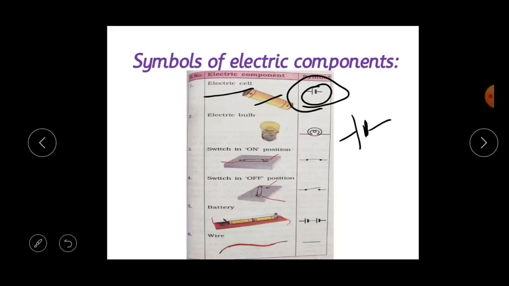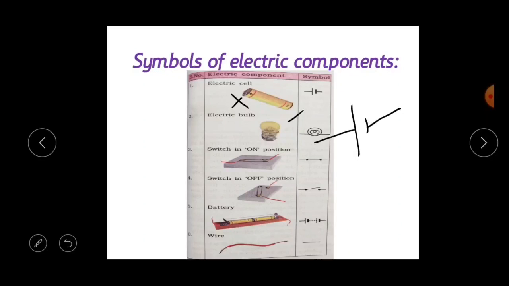So this cell has one positive terminal and one negative terminal. The symbol has two lines, one longer and one shorter. The longer line represents the positive terminal, whereas the thicker and shorter one represents the negative terminal. Okay, so this is about the electric cell.